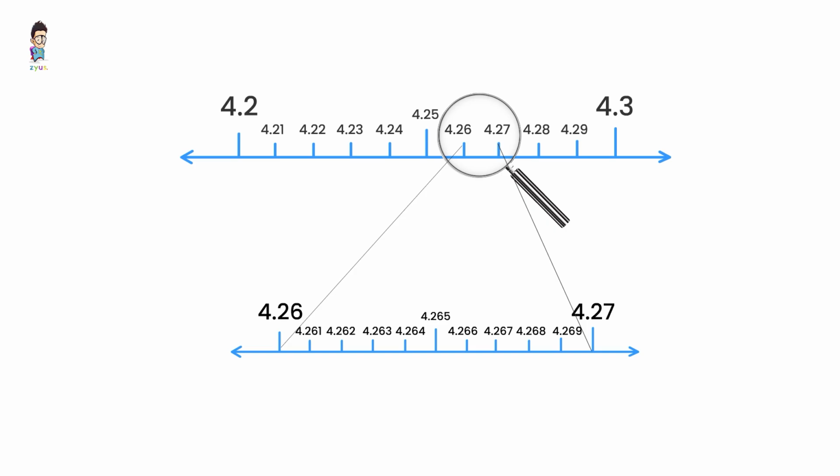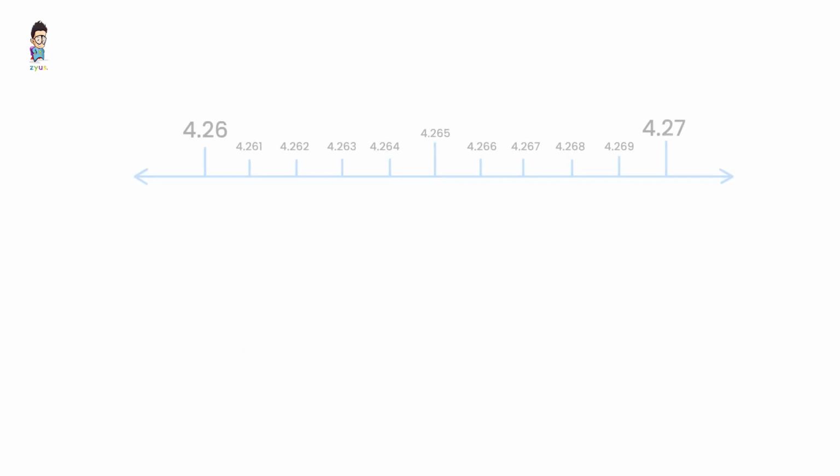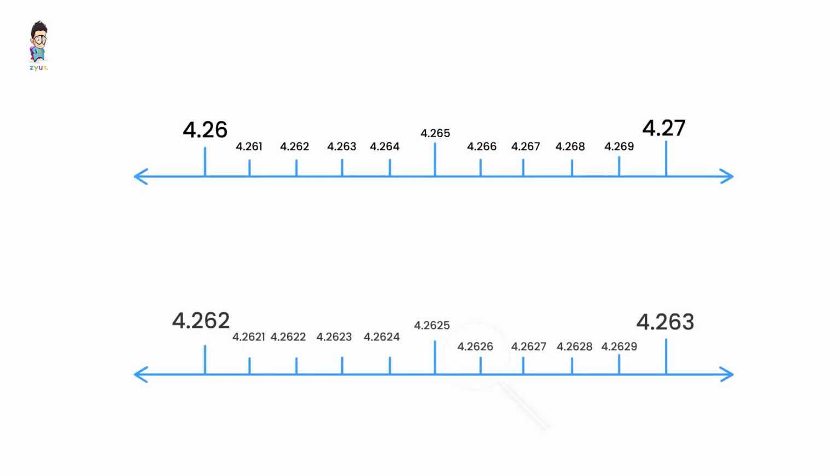Now, we will focus into the part between 4.262 and 4.263. And this portion is divided into 10 equal parts. And the line that is right next to 4.262 is 4.2621, and the line right next to 4.2621 is 4.2622. Look at the sixth subdivision. This is the required number, that is 4.2626.